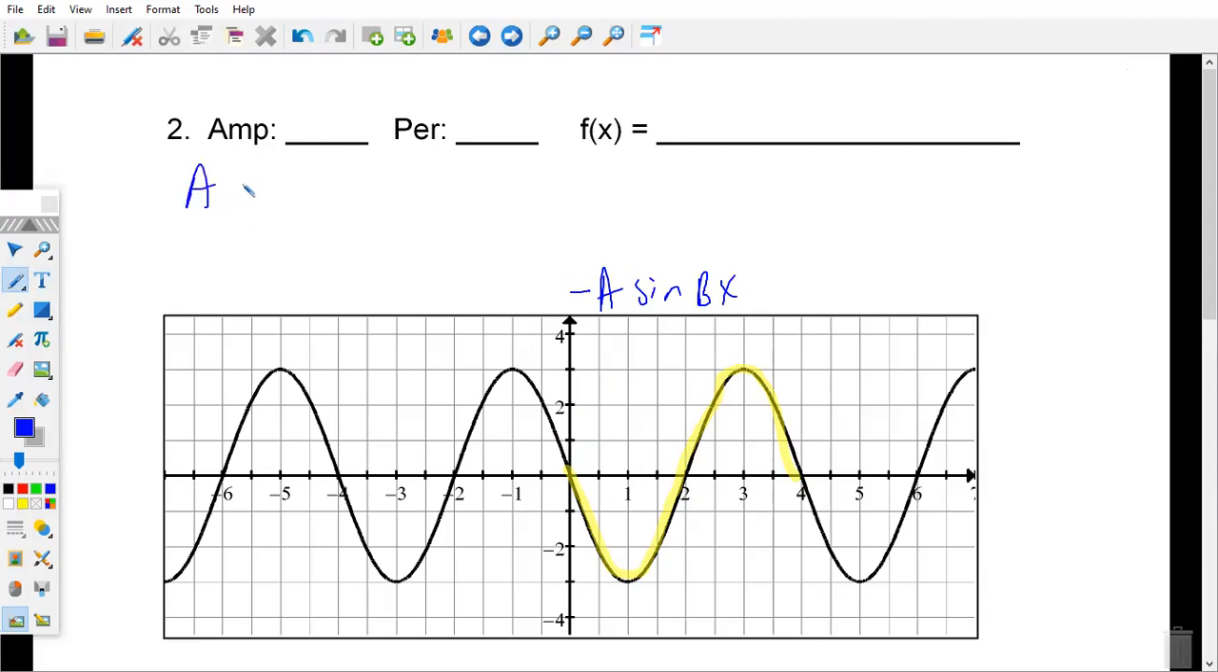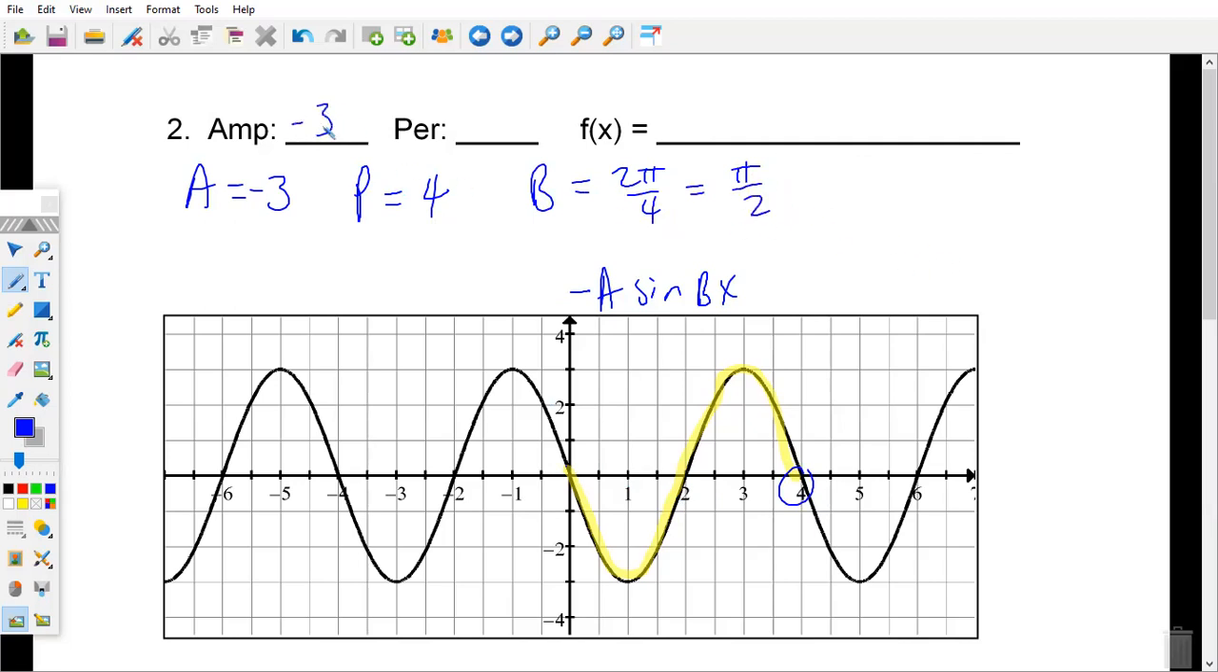Our A. How far are we from the axis of our wave? 3. And it has to be a what? Negative 3 because our sine is negative. All right, next we're going to find our period. Your period equals what? 4, because we start at 0 and end at 4. Our B equals 2 pi divided by 4, which is just pi over 2.